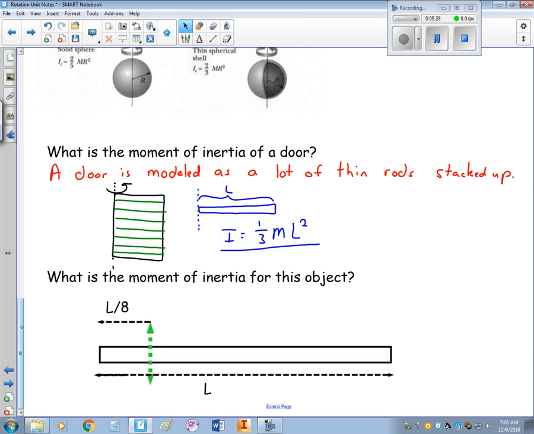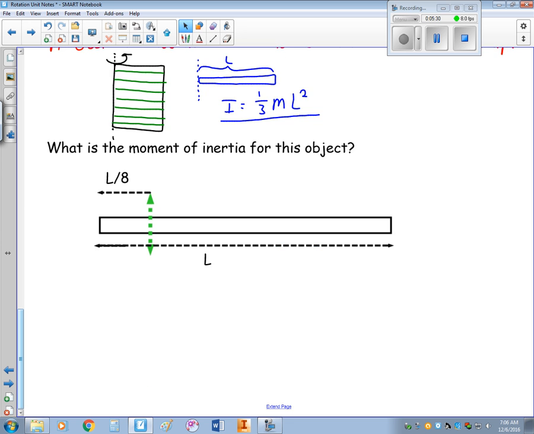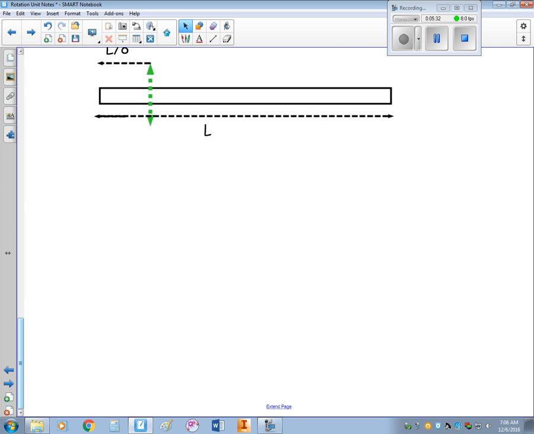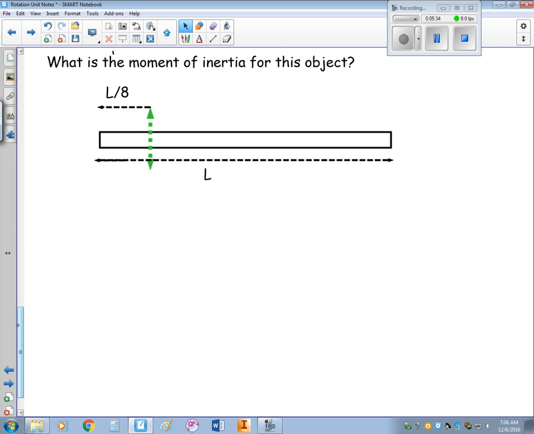Let's find something else. Let's find the moment of inertia for this object. So it's a thin rod, but we're trying to rotate it at a point 1/8 of the distance in. So to do this, we're going to use that formula where moment of inertia equals the moment of inertia at the center of mass plus md squared. Now this formula does have a name. It's called the parallel axis theorem. So we're going to use the parallel axis theorem to help us solve this.